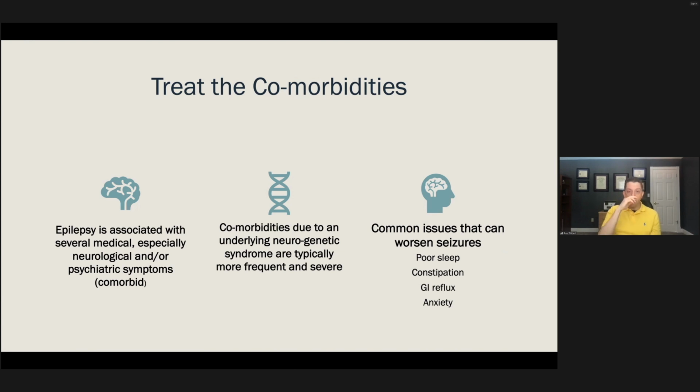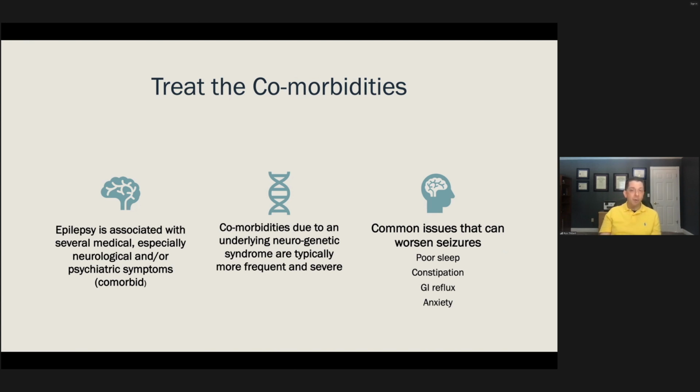So one of the best things you can do to help prevent seizures, but also help fix them when they increase, is to treat everything else. Because when everything from the neck down is working better, you're going to have fewer seizures, and it makes our job easier to treat the seizures if everything else is working well.